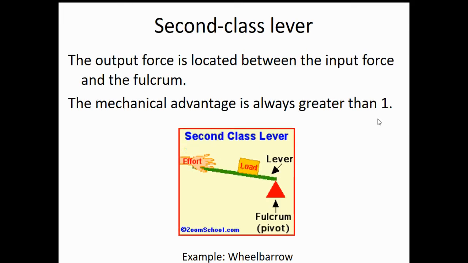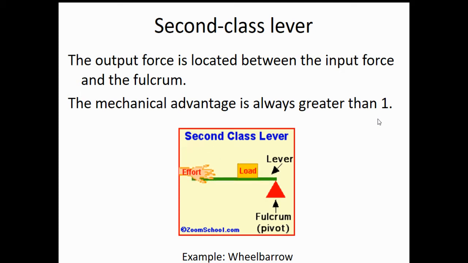Now that takes us to our second-class lever. In the second-class lever, the weight that you're trying to lift is going to be between you and the fulcrum, or the pivot point. Now, in a second class lever, the mechanical advantage is always greater than 1, because when you are using this, the weight is always closer to the pivot point than you are. So because of that, mechanical advantage is always greater than 1 for a second class lever.